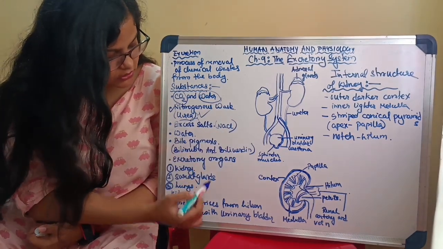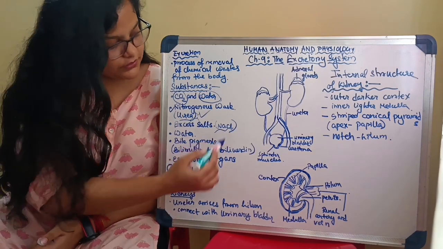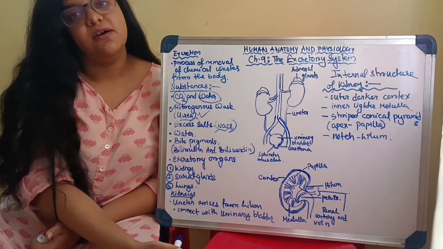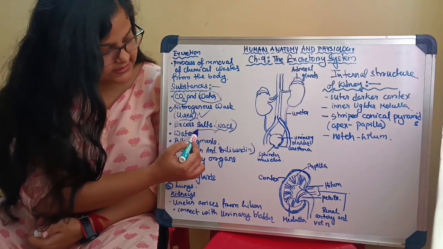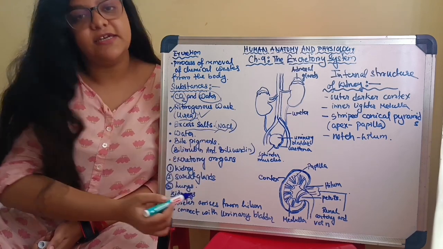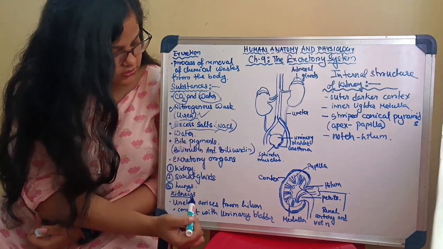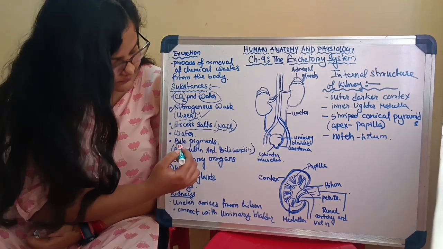Next are the excess salts. Now NaCl, which is sodium chloride, we do need for the functioning of the body, but the excess salts are harmful for the functioning of the body and other enzymes and hormones. So these excess salts also need to be removed.